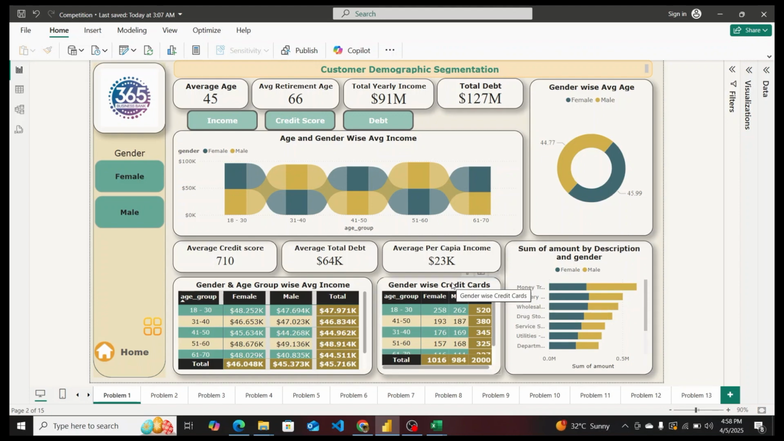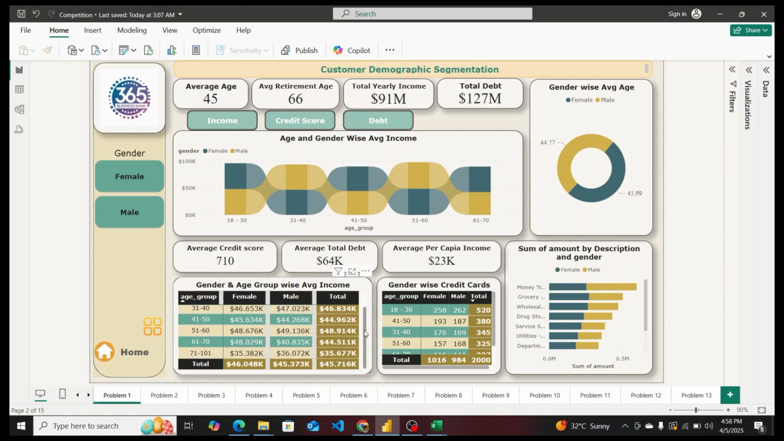So this is the gender wise and age group wise credit card holders. As we can see, age group 18 to 30 has more credit cards than other age groups. This matrix shows the gender and age group wise average income. Average income of population has decreased after 70s. So that's all for problem one. Let's dive into problem two.